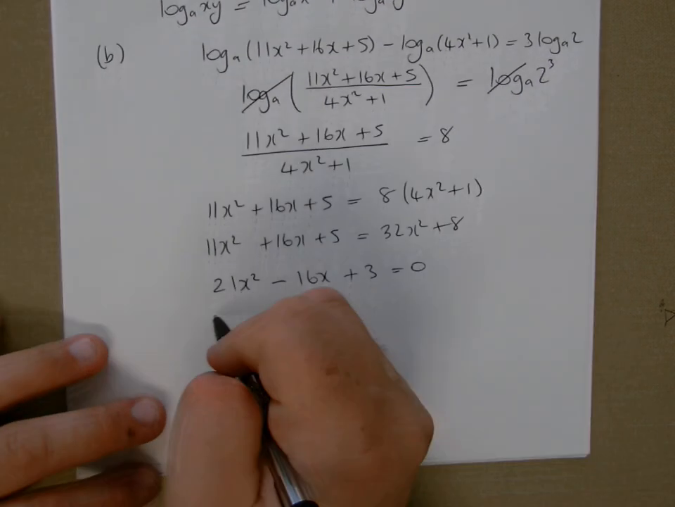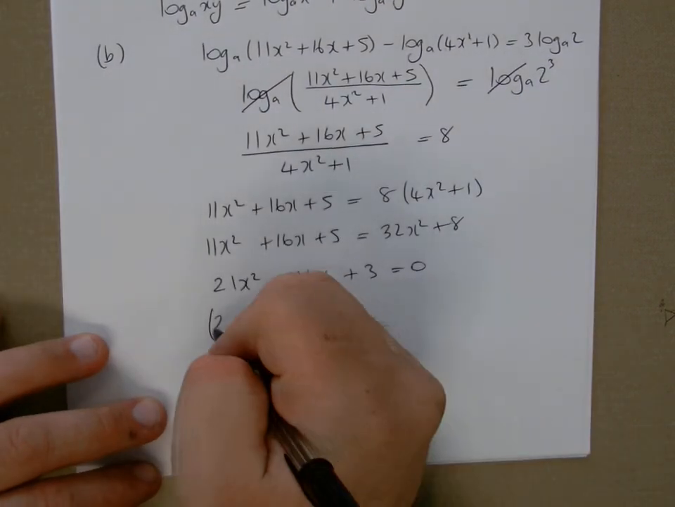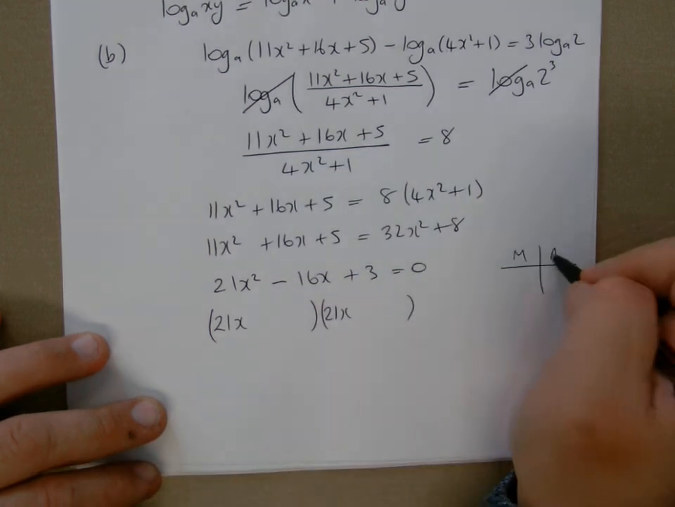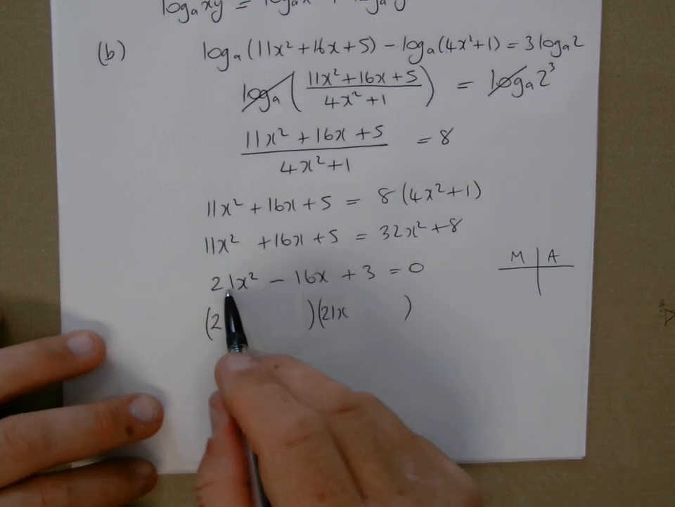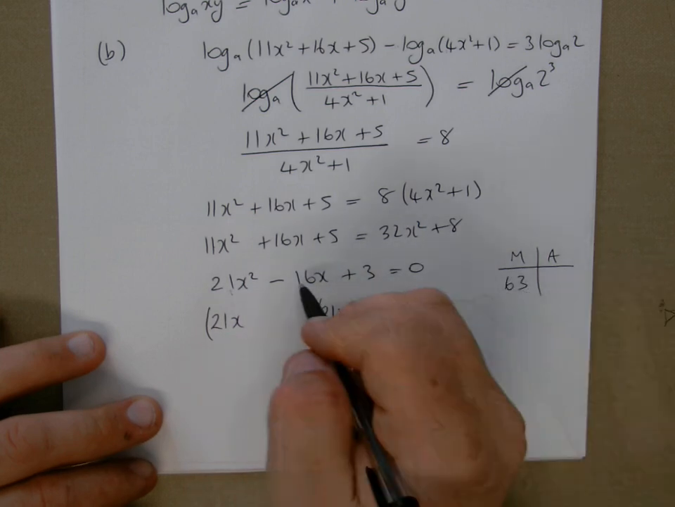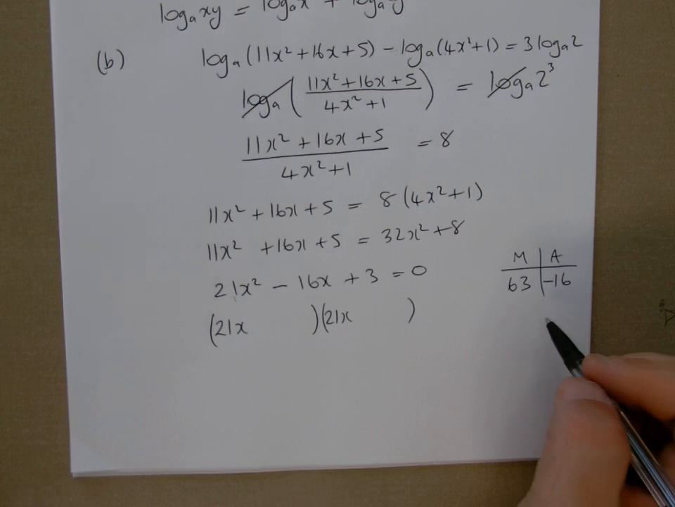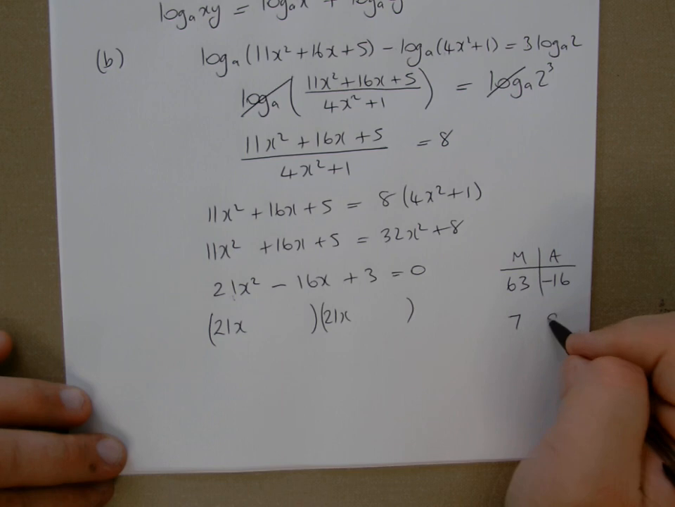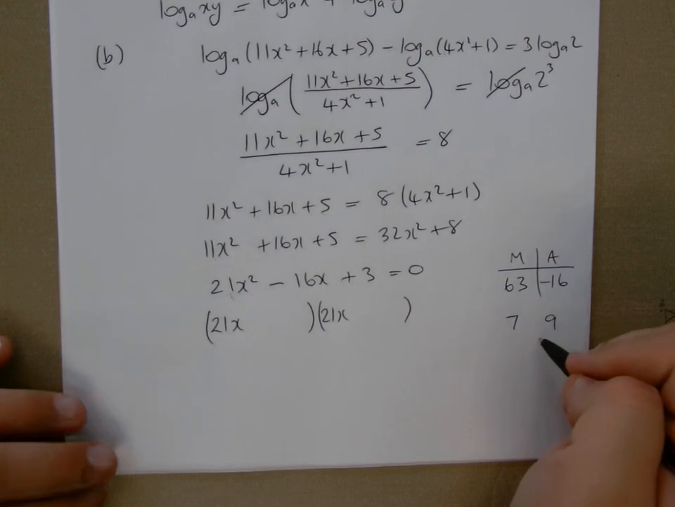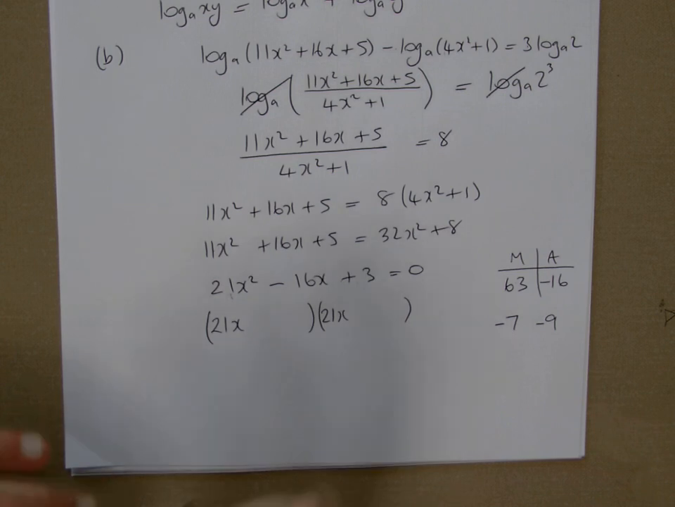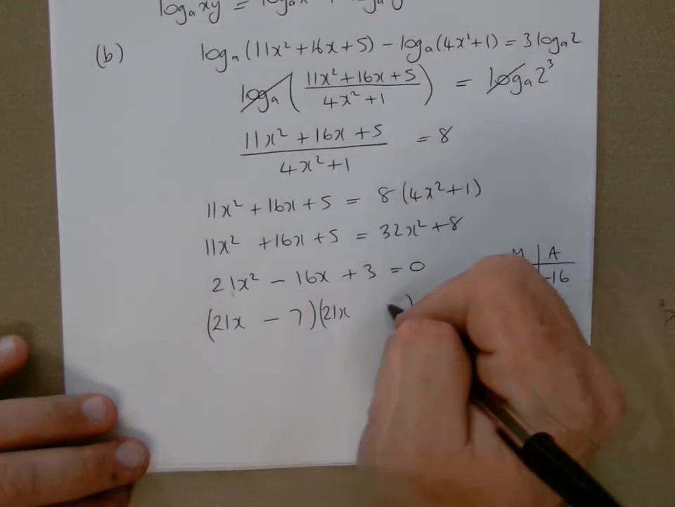And when we solve it with two brackets, what we tend to do is put 21x in both brackets. So the multiply-add thing. In this case, we've got a 21 in front, so I've got to times that by the end number. So 21 times 3 is 63. Add up to give minus 16. So we need a pair of numbers that multiply to give 63. I know my table's there, and I know 7 and 9 times to give 63, which is quite nice. And of course, minus 16. If we make them both minuses, they'll both add up to minus 16. So minus 7, minus 9.